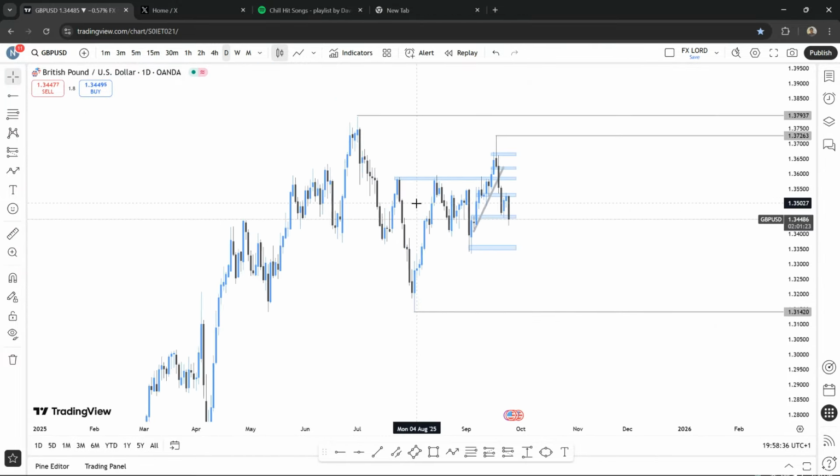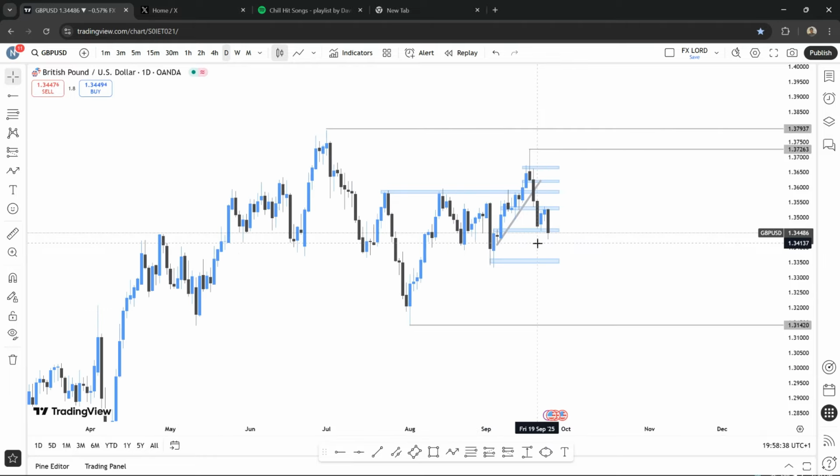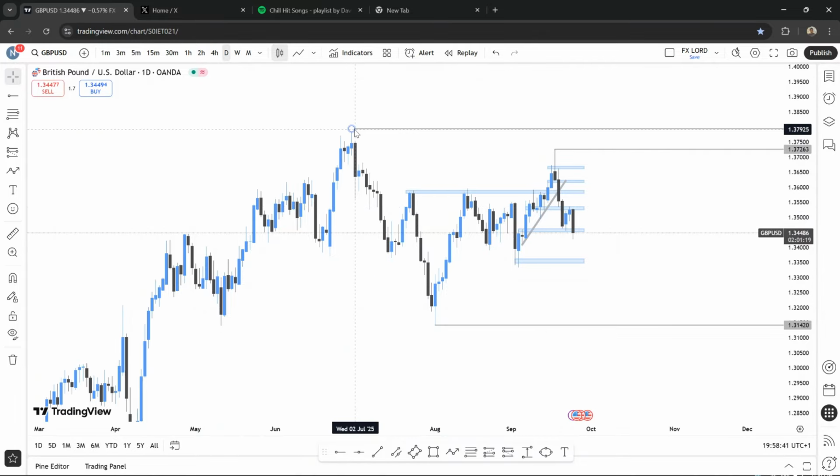So let's go back to our chart. On a daily time frame, the first thing I want to do is to mark out my highest high, which is this high.